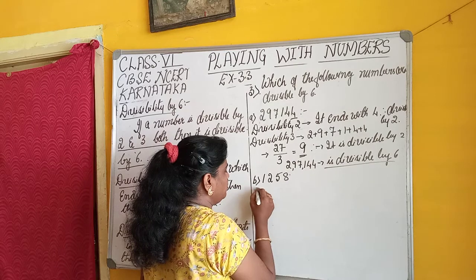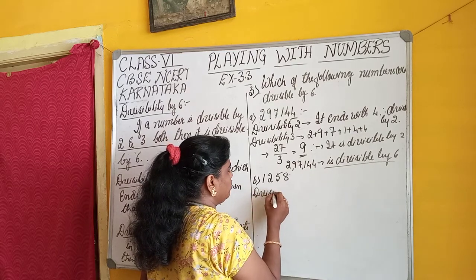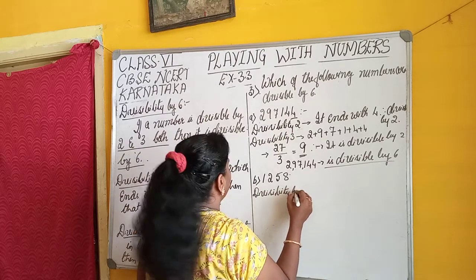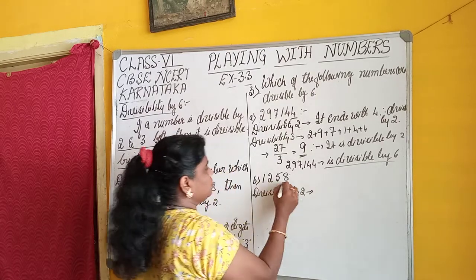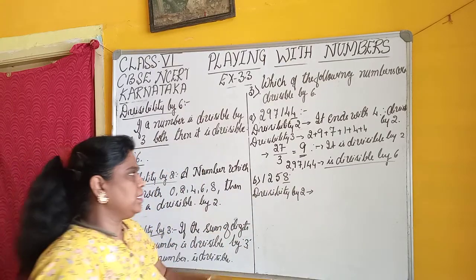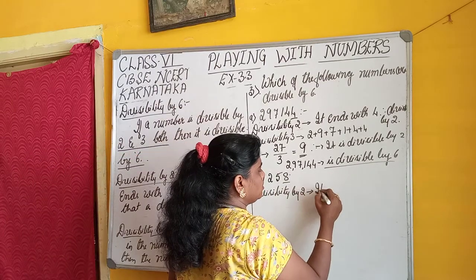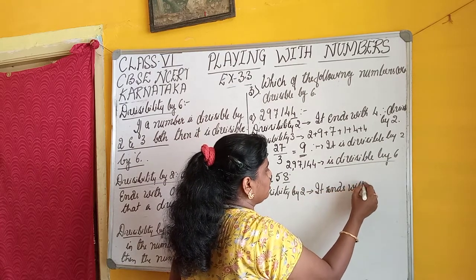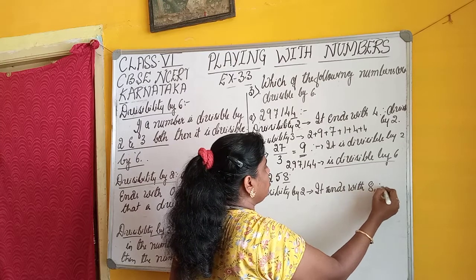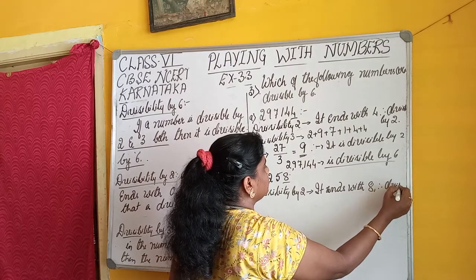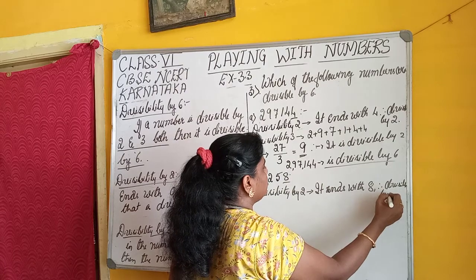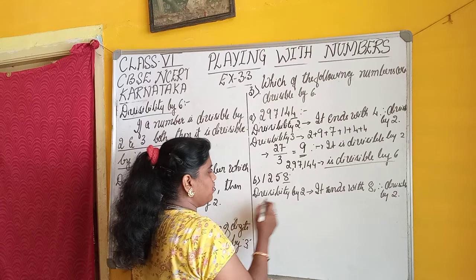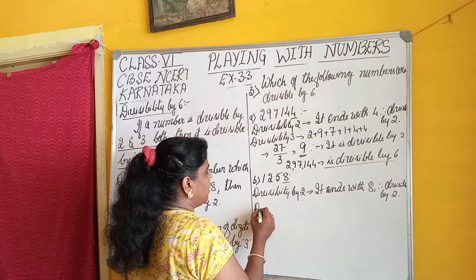First, what we have to do? Divisibility by 2. Yes, because it ends with an even number, that is 8. It ends with 8. Therefore, divisible by 2. Okay students, you understood? It's very easy. Then the divisibility test for 3.